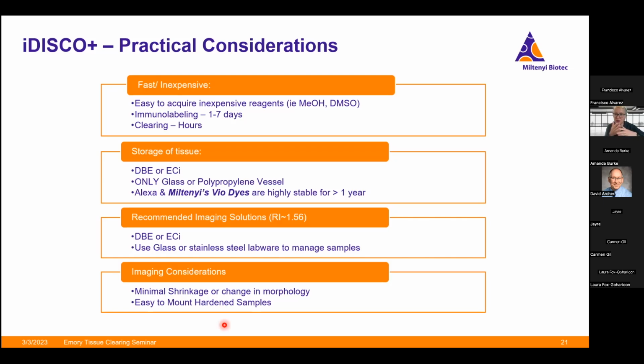Would you agree with that, Amanda? Yeah, to a certain extent. I will say that they did test how shrinkage of the sample affects things like projections or connectivity patterns in a given tissue. And it doesn't seem that it really affected these factors.